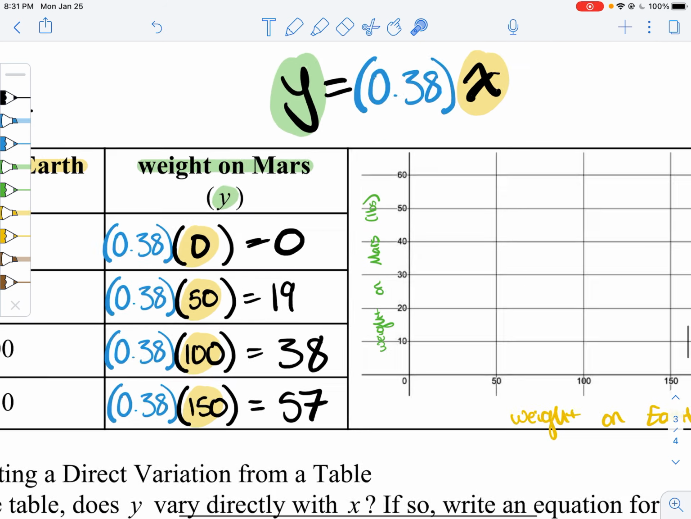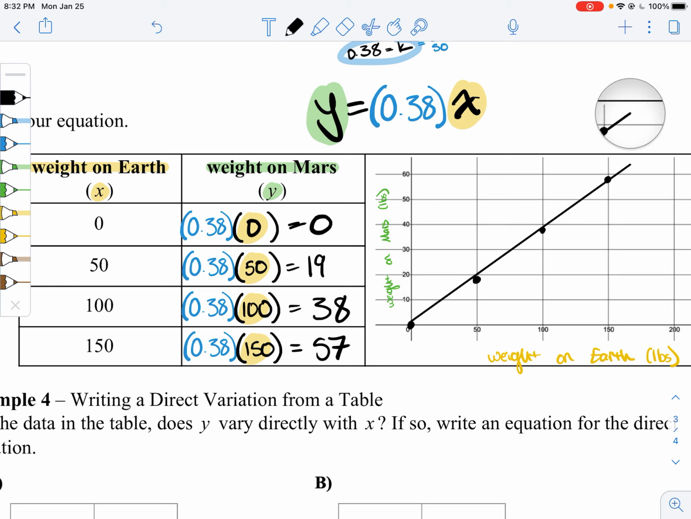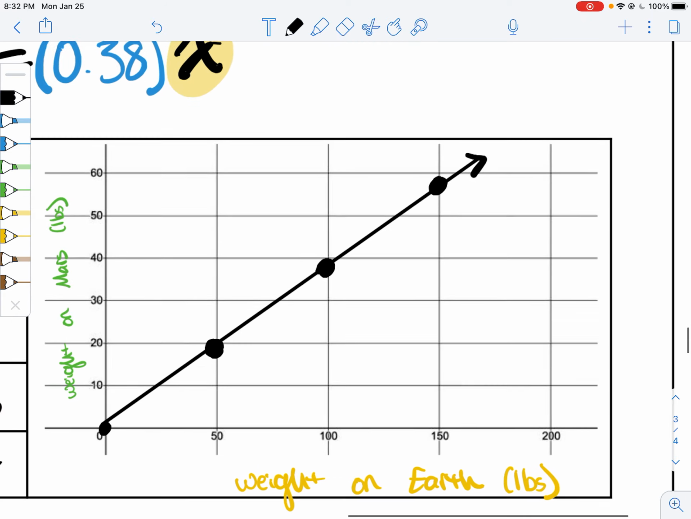Hey, let's plug them in. Okay. So we've got 0, 0. Over 50 up 19. Over 100 up 38. And over 150 up 57. Ta-da! Okay, 57 should be like there. Ta-da, ta-da, ta-da. There's our fun graph.